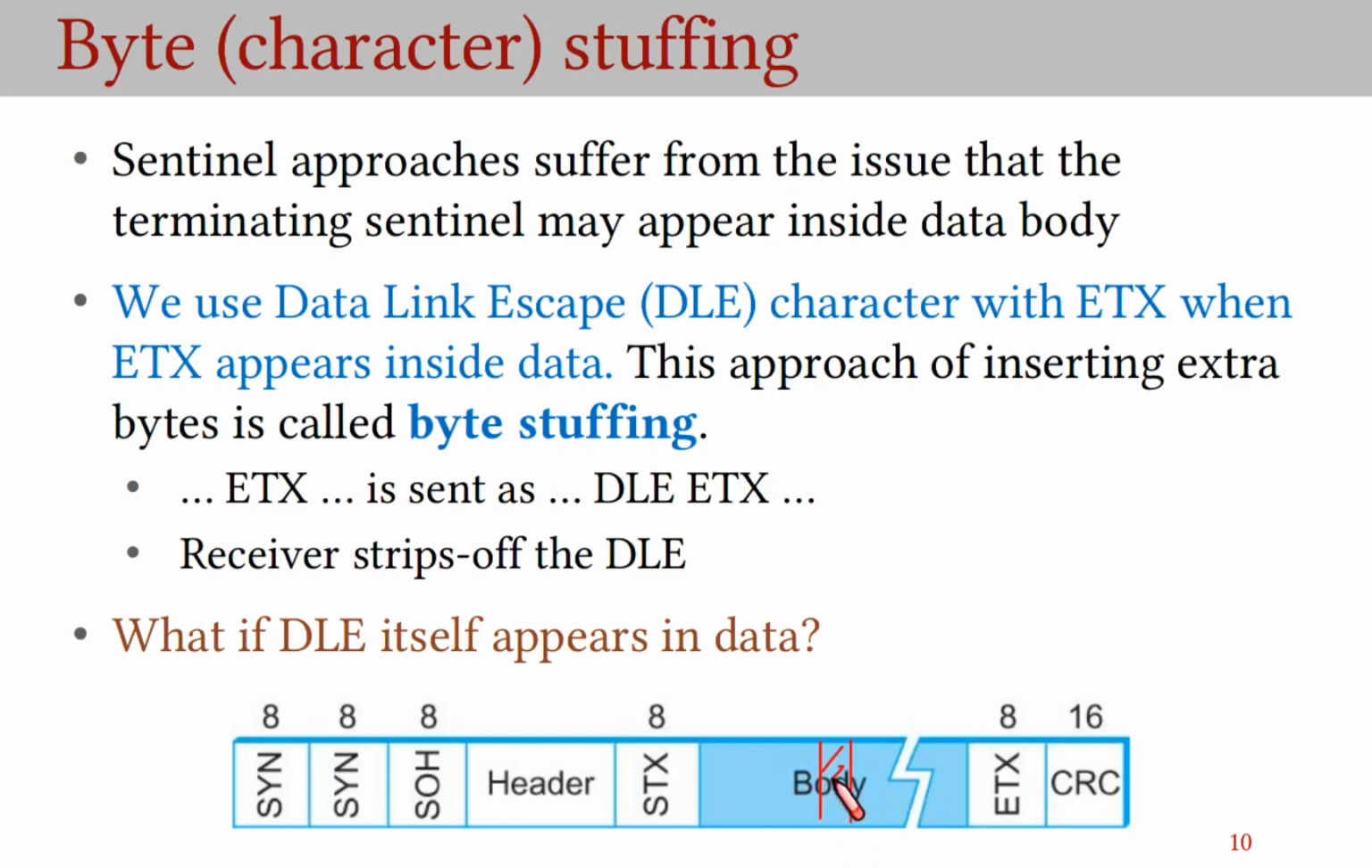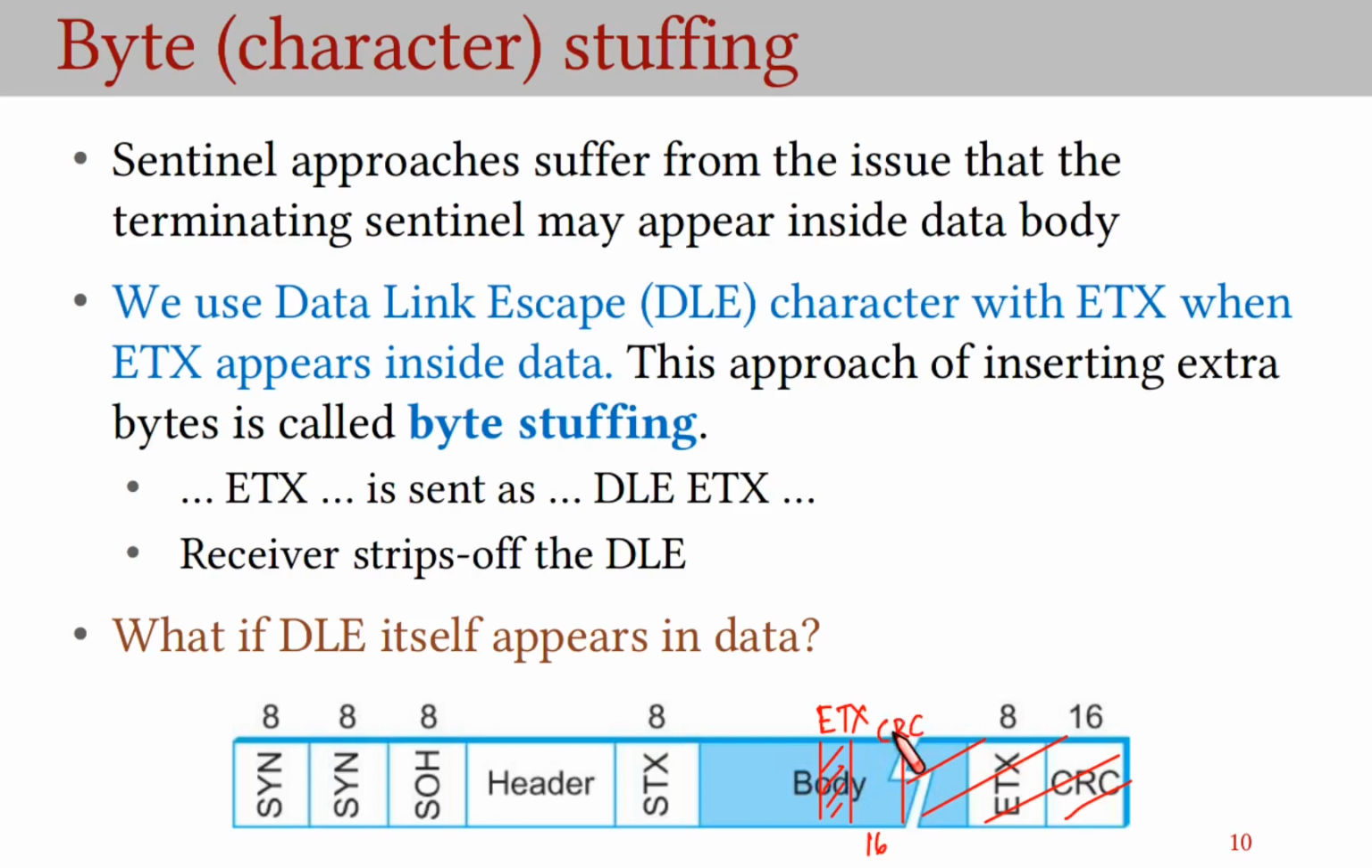And suppose this particular byte inside data is the same byte as ETX, then what will happen is that the receiver is going to treat the next 16 bits as CRC and simply discard the rest of this frame. And obviously this CRC is going to not match with the data that was sent, and this frame is going to be discarded.